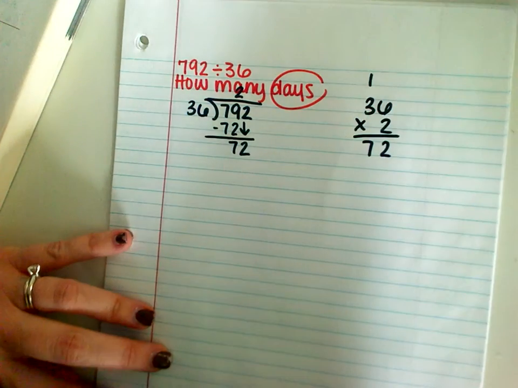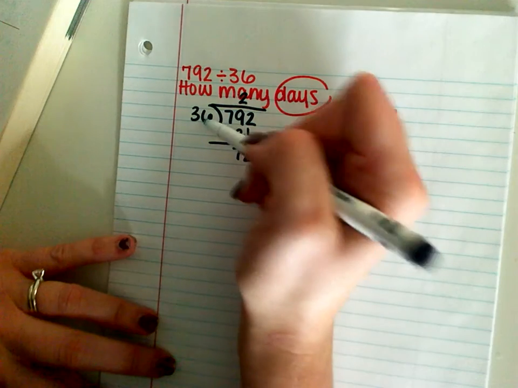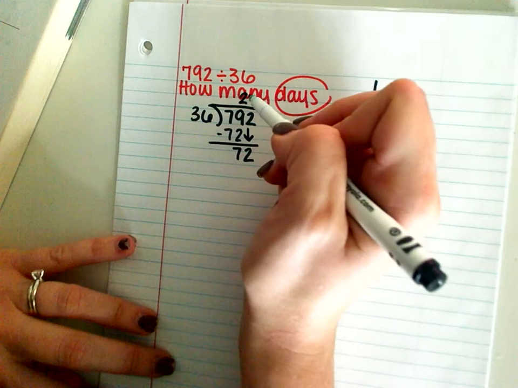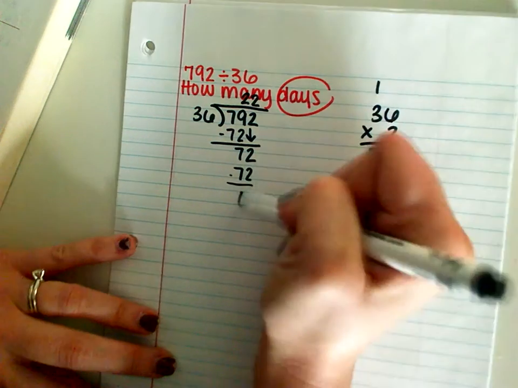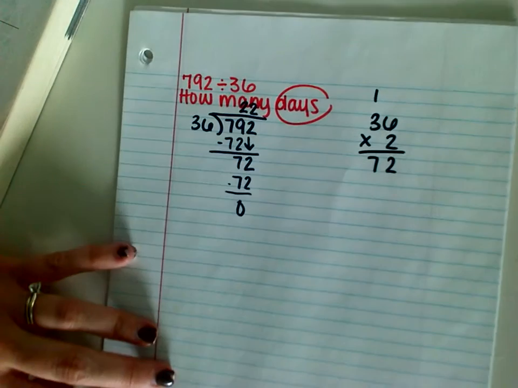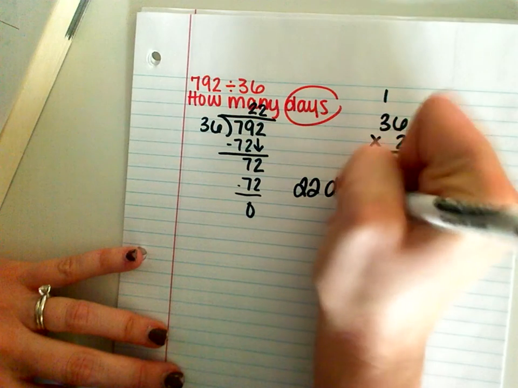It's 72, which we know is? 36 goes into 72. How many times? 2 times 72. Subtract 0. With no remainder. So our answer is 22 days. Ooh, nice job remembering the unit.